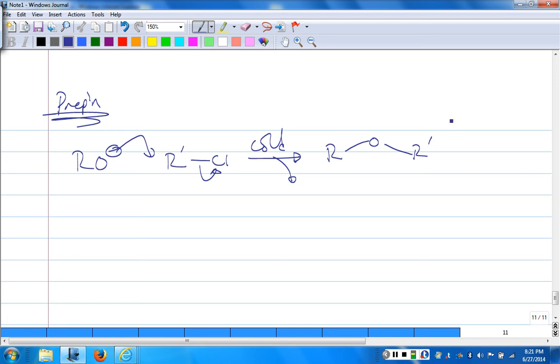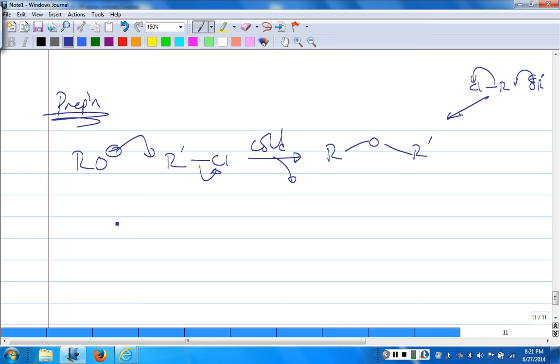I could have said, why don't I use R prime O minus reacting with RCl? Because if I do it this way, I'll make exactly the same compound. So the question is, if I'm going to make an unsymmetrical ether, which path do I use? Do I use RO minus and the R prime Cl, or do I use R prime O minus and the RCl? And the answer is, it depends upon the sizes of R.